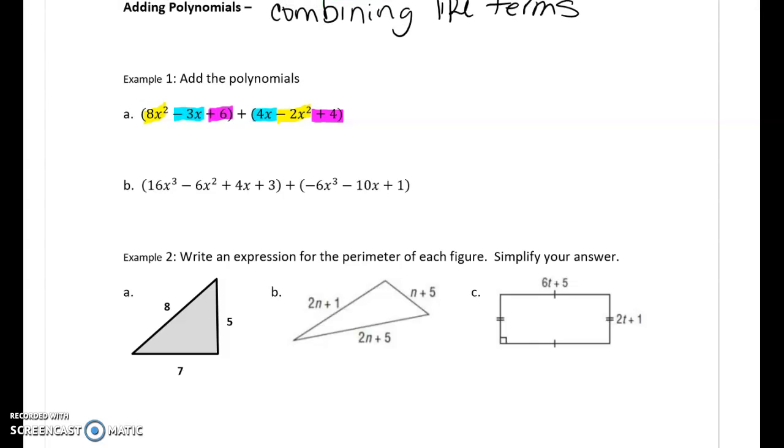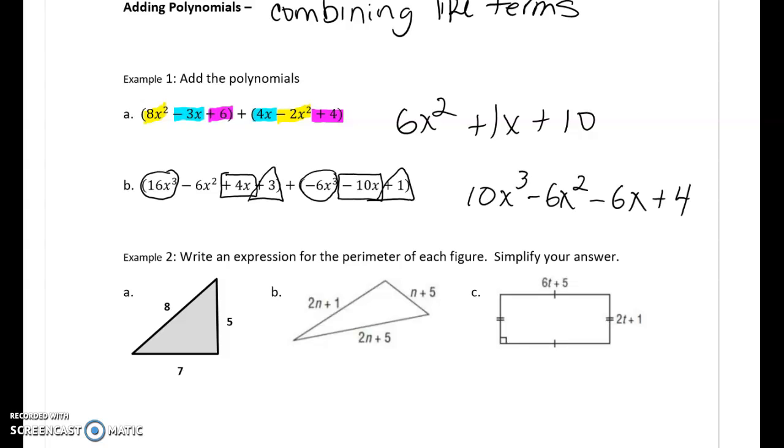Okay, so now let's combine them. Remember, combining means we are adding the coefficients of these like terms. So 8x squared and a negative 2x squared gives us a positive 6x squared. It's all about the coefficients. We keep the variable and the exponent combo the same. Negative 3x and a 4x adds up to 1x. 6 and 4 add up to 10. All right, so let's see what you can do with part B.